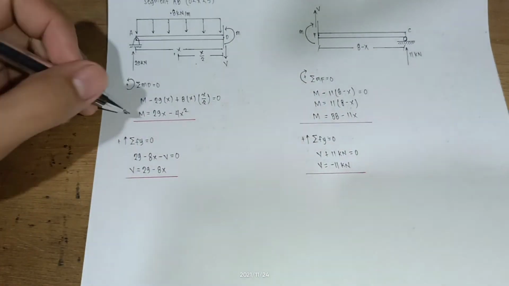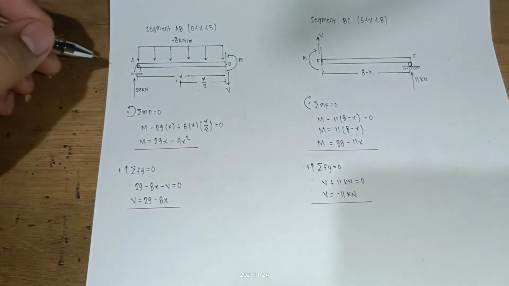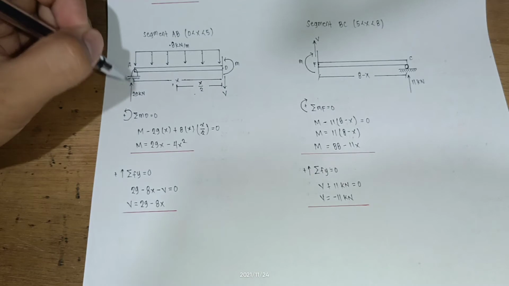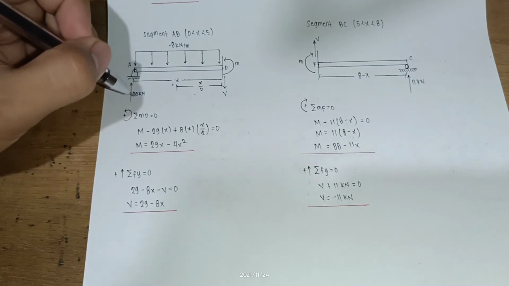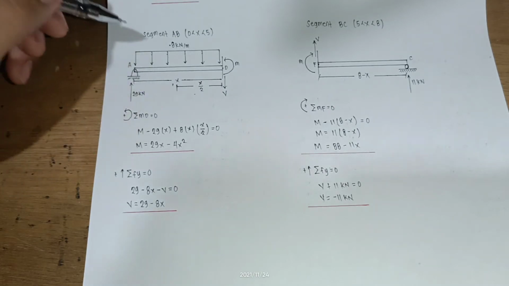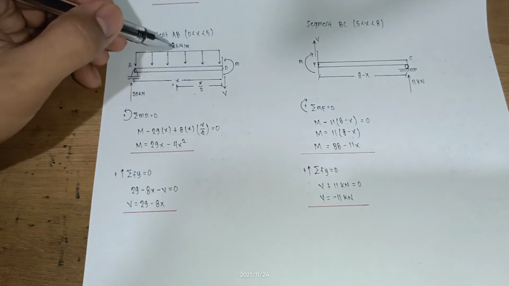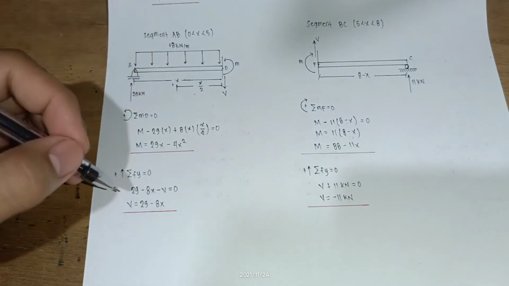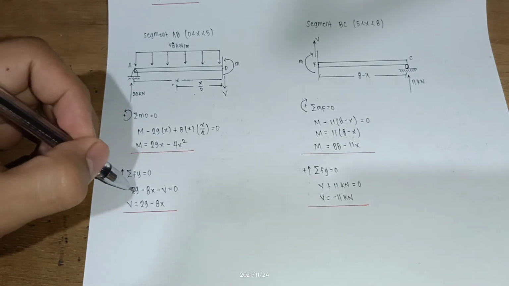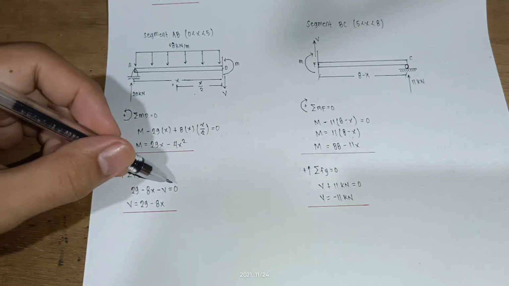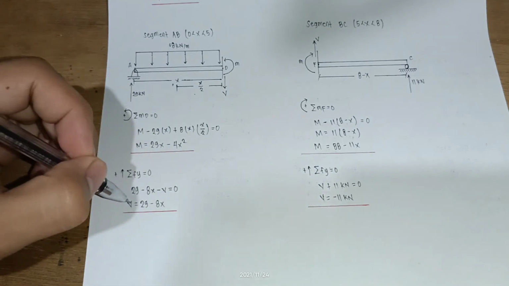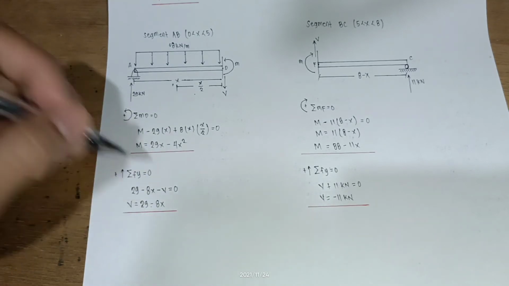Summation of forces in y is equal to 0. Taking up positive, so that is 29 kilonewton up minus 8x, that is 8x downward, minus V. So V is equal to, transposing to the other side, positive. So V is equal to 29 minus 8x.